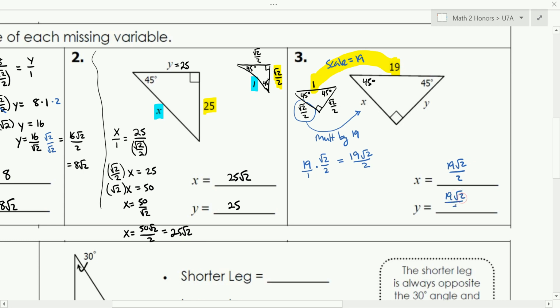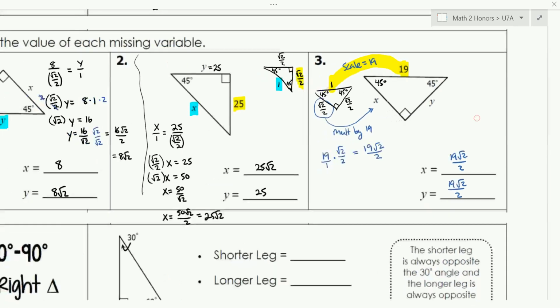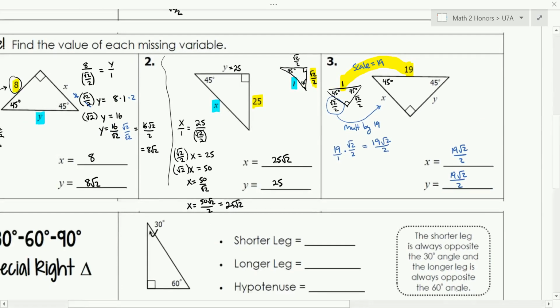So here, on number 1 and number 2, I used proportions, because we could do that when triangles are similar. But on number 3, I'm using scale factor. Right, so that's your 45, 45, 90 right triangle. That's one of the 2 special right triangles. There's one more, the 30, 60, 90.